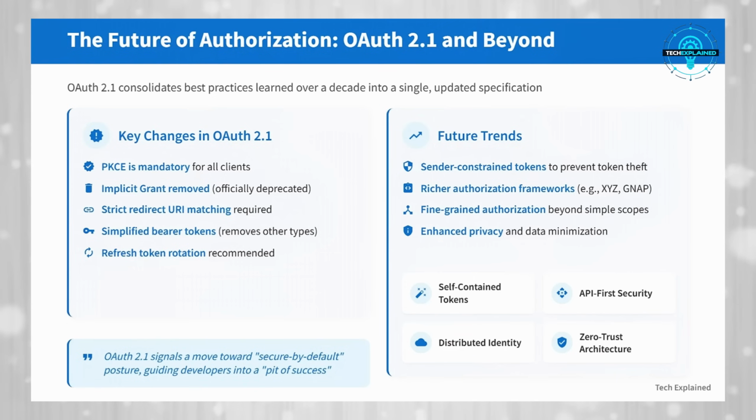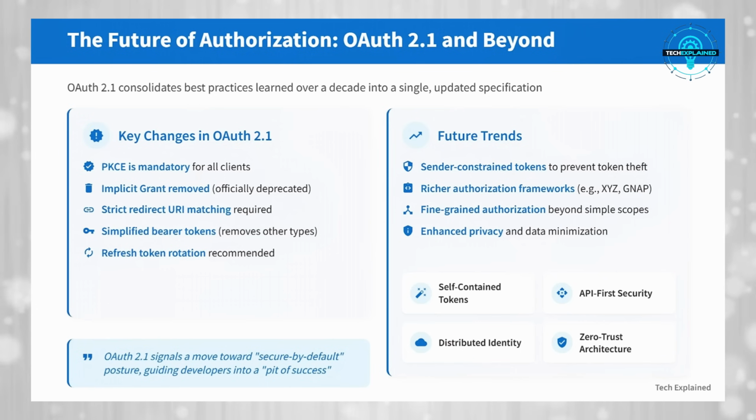By pruning the evolutionary tree of grant types and codifying the lessons learned from years of real-world deployment, OAuth 2.1 promises to make the next generation of applications built on delegated authorization more secure, robust, and easier to implement correctly.